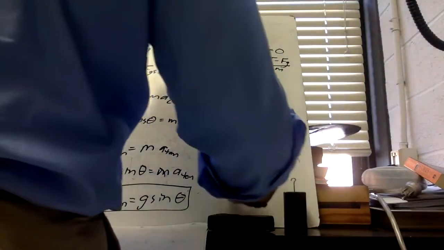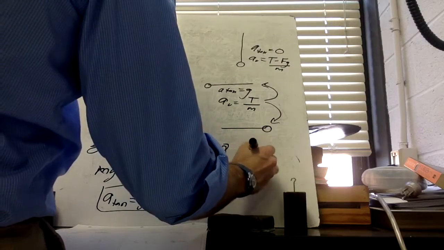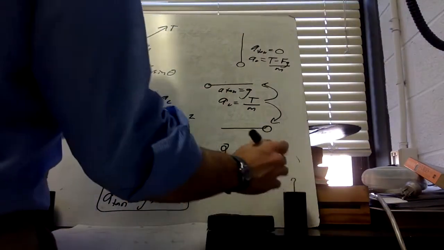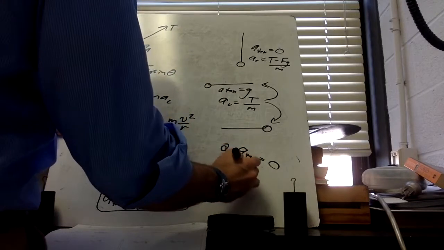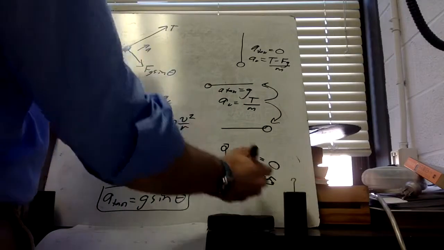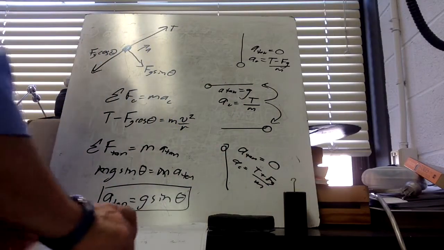And what if it's at the top? Right, it's up like that. In that case, a tangential is going to be, again, 0. There's no force. And a_c is going to be T plus Fg over m, because in this case, they're both pulling in the same direction.